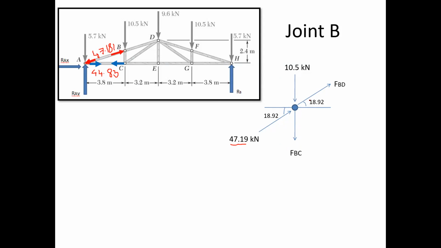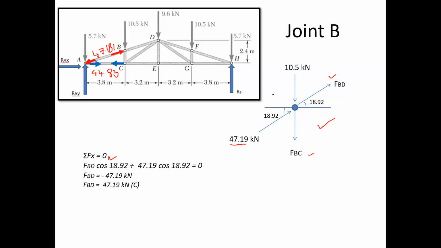Okay. So now if you see this particular free body diagram, again, how many unknowns do we have? Only two unknowns, that is FBC and FBD. So you can again solve this particular equilibrium, and then you will get the values of FBC and FBD. So once again, you will see the first equation of equilibrium, that is summation Fx is equal to 0.